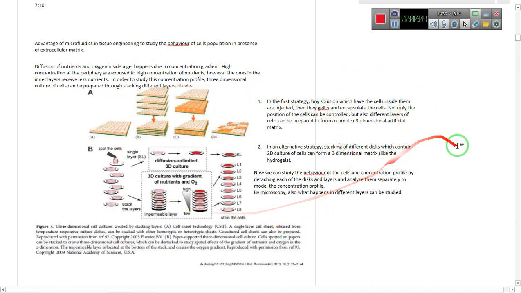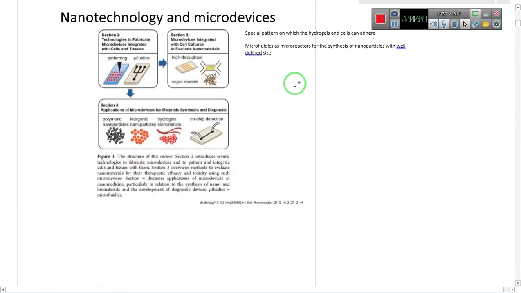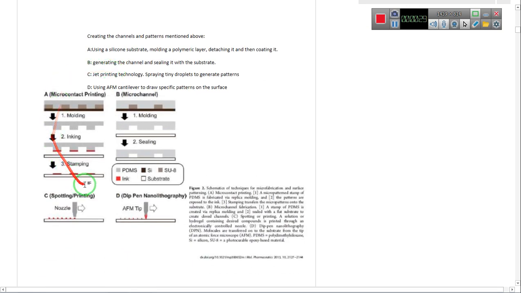Before I go to this slide, let me tell you that in another strategy for exploiting nanotechnology and micro devices for nanomedicine, we can have substrates on which the cells can be patterned, for example, by injecting the hydrogels in which they have the cells. Have a look at these three examples.